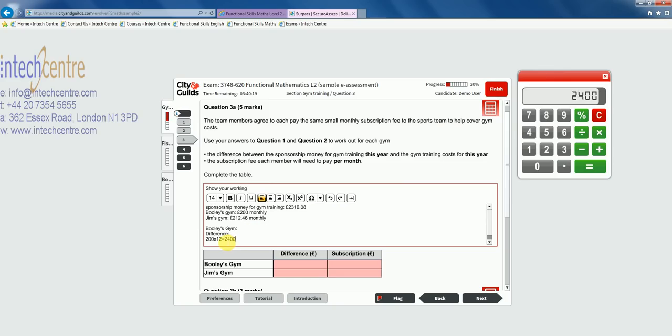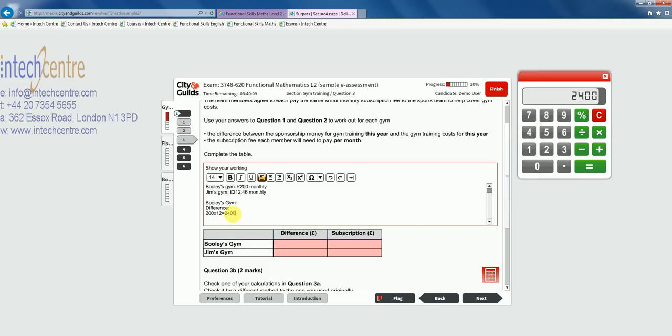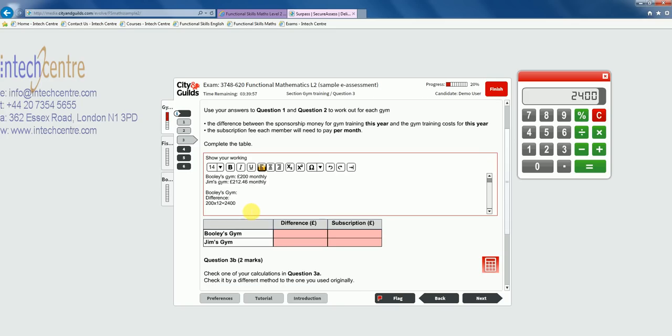Obviously there's 12 months in a year, but there's also 52 weeks in a year. So you could multiply the weekly cost by 52. You could work out the weekly cost and then work it out for 52 weeks. So there are different ways to do this, but we're just going to go by the yearly cost, as it's a little bit easier because we already have the monthly cost. We don't need to work out the weekly cost. So we have Booley's gym.